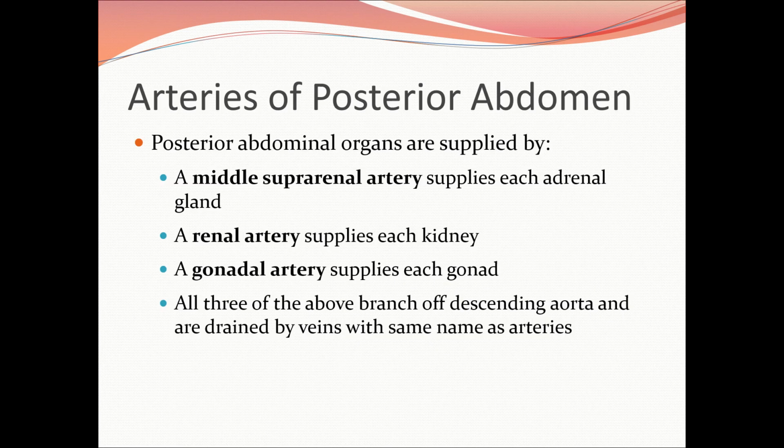There are arteries that supply the posterior abdomen, and the organs that are supplied here are supplied by the middle suprarenal artery, renal artery, and the gonadal artery. So the middle suprarenal artery supplies each adrenal gland. The renal artery supplies each kidney. The gonadal artery supplies each gonad. All 3 of the above arteries branch off the descending aorta and are drained by veins with the same names as the arteries mentioned here.